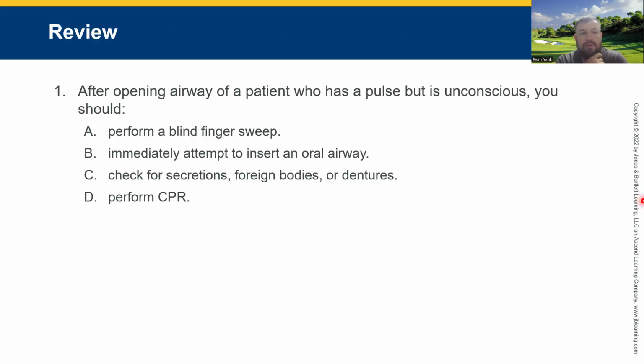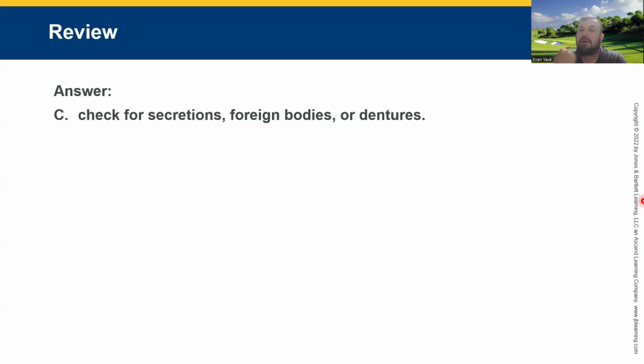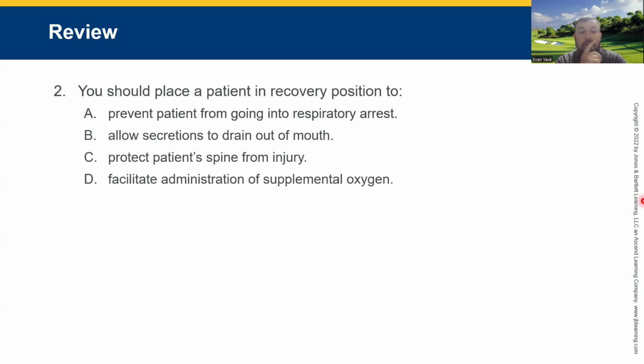So, quick review: after opening the airway of a patient who has a pulse but is unconscious, you should perform a finger sweep, immediately attempt to insert an airway, check for secretions, foreign bodies, or dentures, or perform CPR. So we've opened that airway. The patient has a pulse. What do we do? We want to check for secretions, foreign bodies, and dentures. Is there a reason that they're not breathing? We open that airway. We need to see what's going on in there. We need to clean it if we need to.